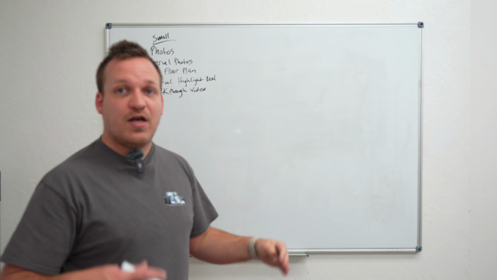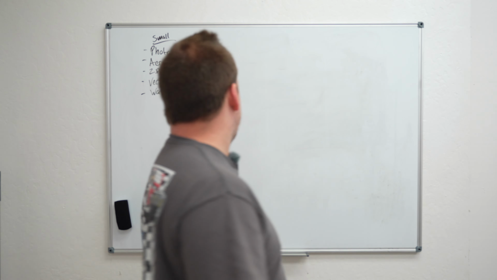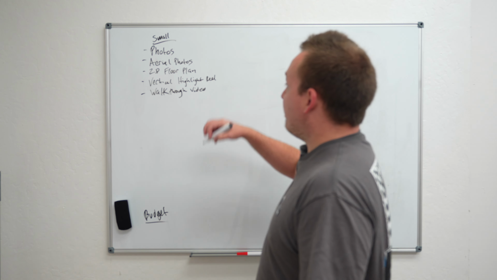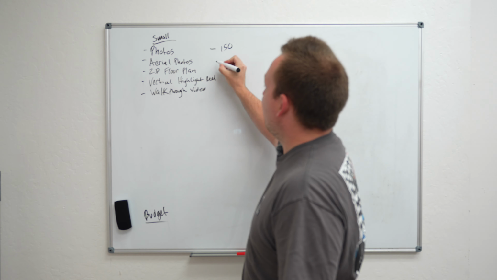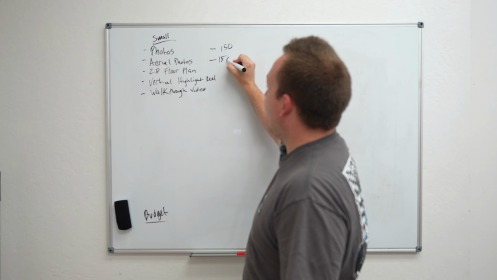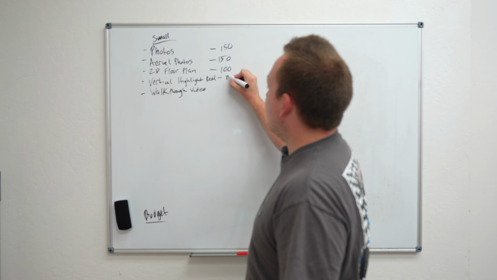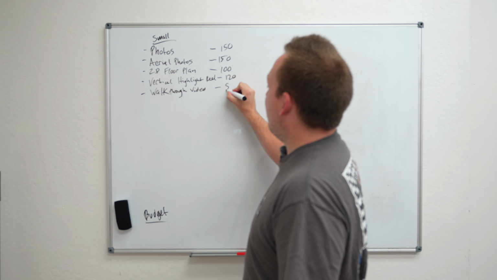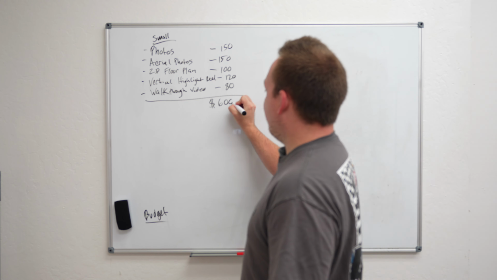Not too crazy, there's not too many services in here, but it's going to be valuable for the realtors that want to use it. So then we're going to price it. Let's say your photos are $150, your aerial photos are also $150, your floor plan's $100, your vertical highlight reel is $120, and your walkthrough video is $80. All that equals out to be $600 even.